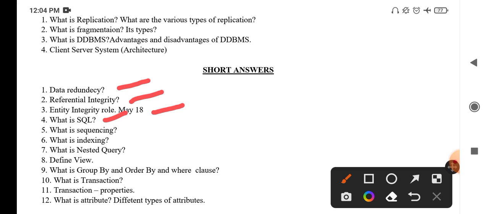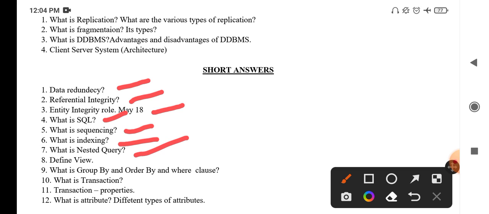Next we have to write about the definition of SQL. What is SQL and why are we using SQL? You have to explain about the definition. Next, what is a sequence, why we are using a sequence, and how to create a sequence. Just write about the sequencing concept. Similarly, what is indexing, how to create an index, and why we are using an index. We have to explain about the indexing concept.